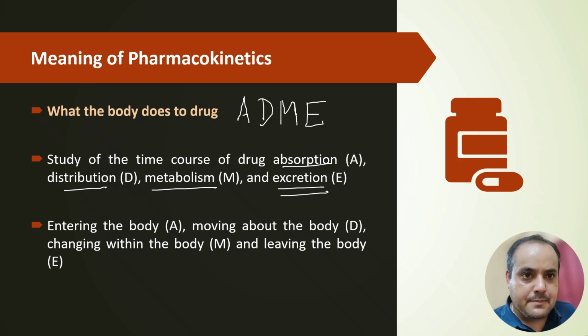Now what do we mean by absorption? When the drug is entering into the body, it is known as absorption. How the drug is going to move around in the body will be its distribution. How it is going to change itself in the body will be the metabolism. And finally, how it will be eliminated, or rather leaving the body, is going to be the excretion, or the E component, elimination.